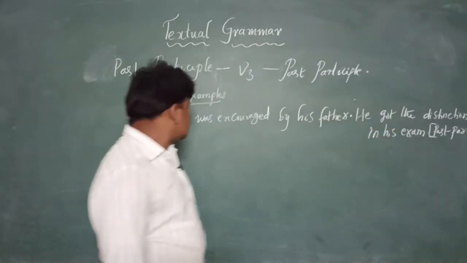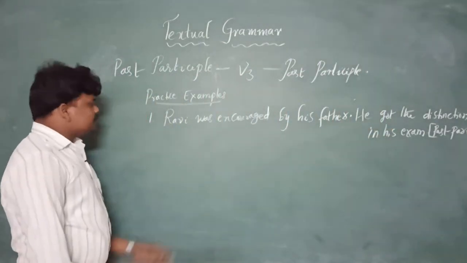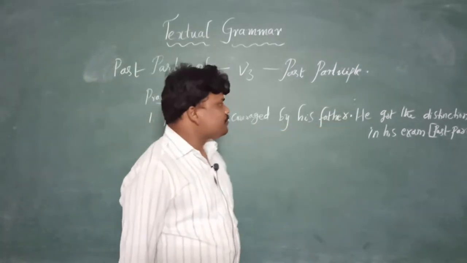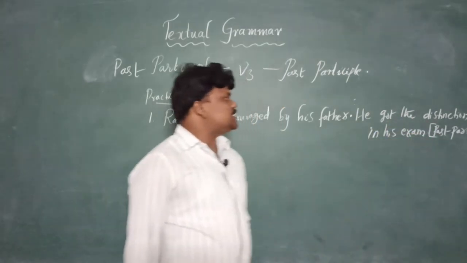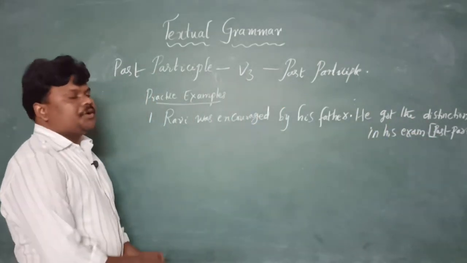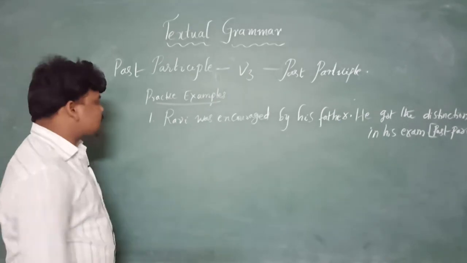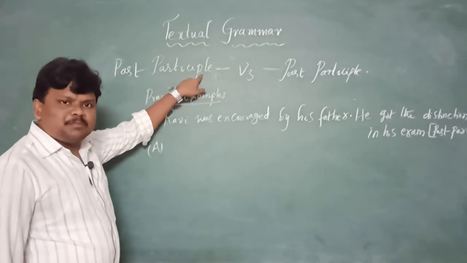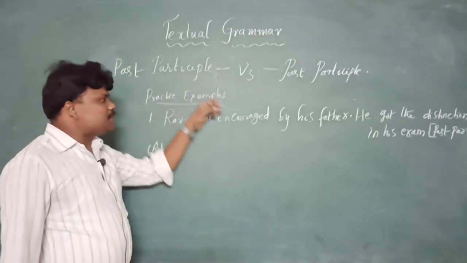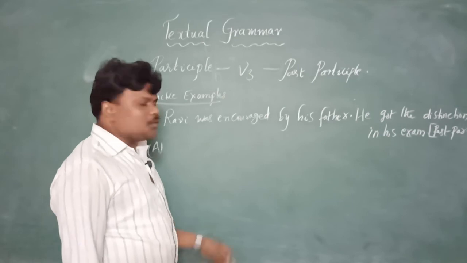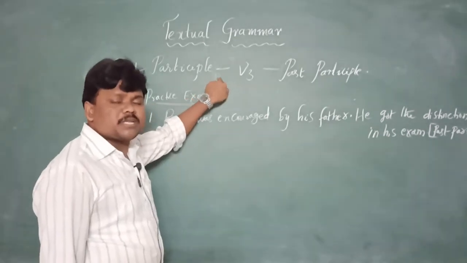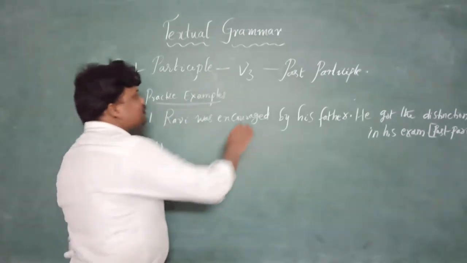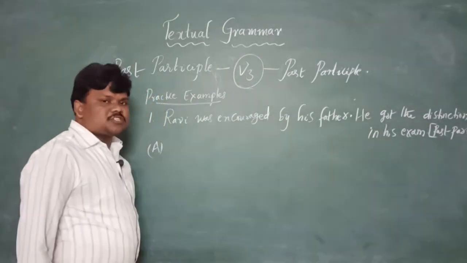Well, my dears, see, Ravi was encouraged by his father, full stop. He got the distinction in his exam. We need to combine the two sentences with a past participle. What is a past participle? Before writing the answer, let me remind you what a past participle is. V1, V2, V3, V4? V3. V3 is known as past participle.